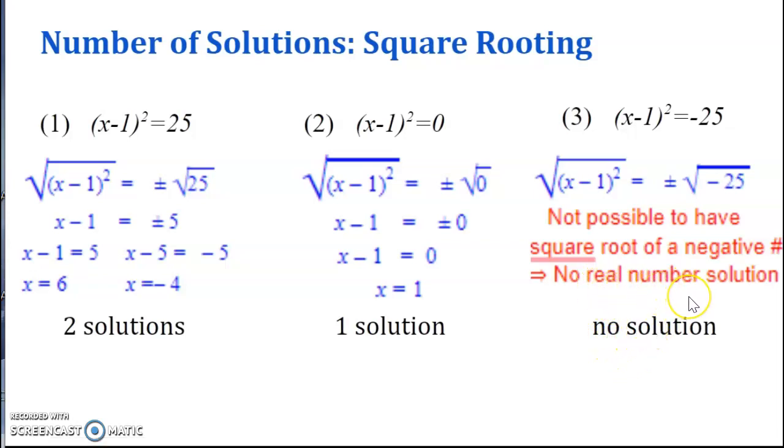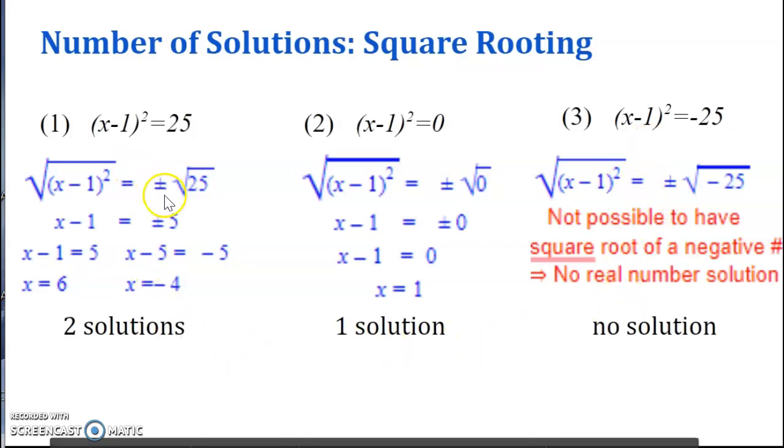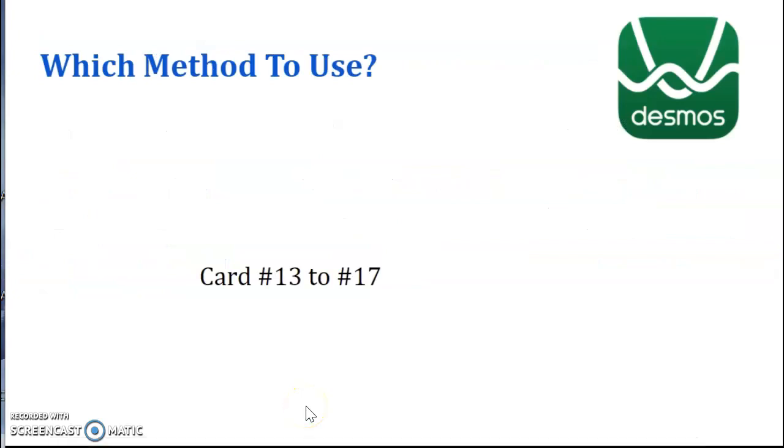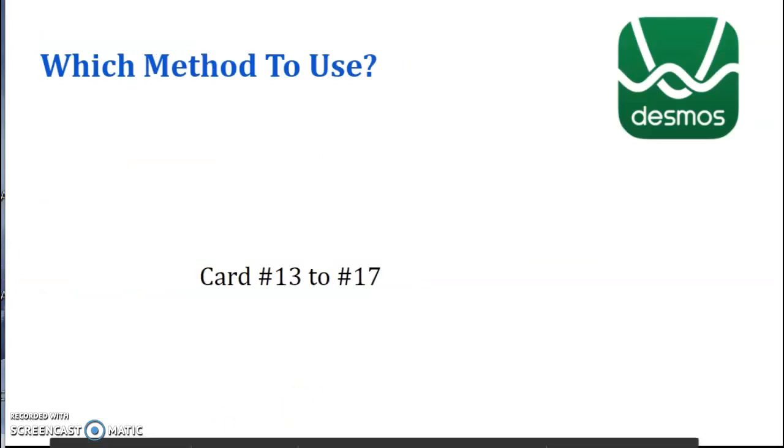Later on you're going to find that if we open it up to complex numbers, then we can have some solutions, but for now there are no solutions. So with solving quadratic equations, you can have two solutions, one solution, or no solution. With that, you're going to go on to Desmos cards number 13 to 17.